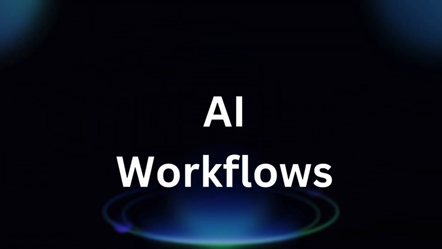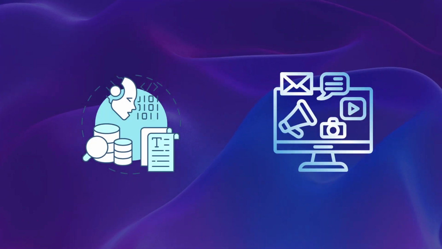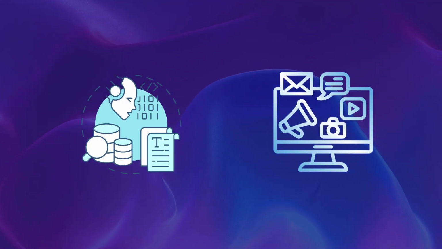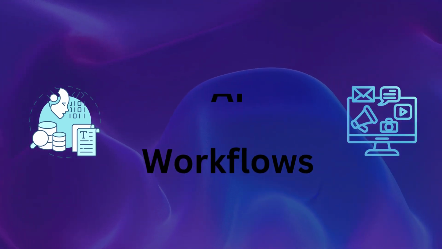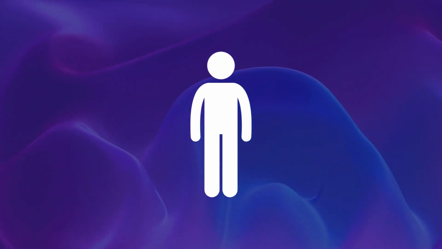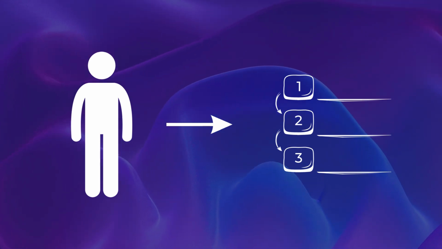Level 2, AI workflows building on the LLM. What if you wanted the AI to do more? Interacting with your specific data or other online tools. This is where AI workflows come in. In a workflow, you, the human, define a predefined path or a sequence of steps for the AI or an application using AI to follow. It's like giving it a recipe.